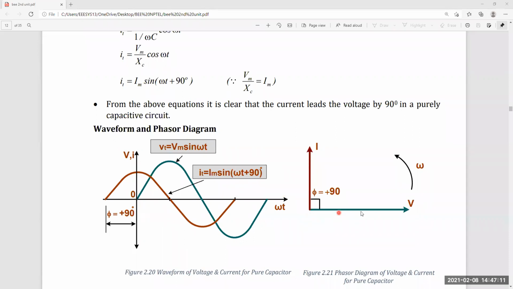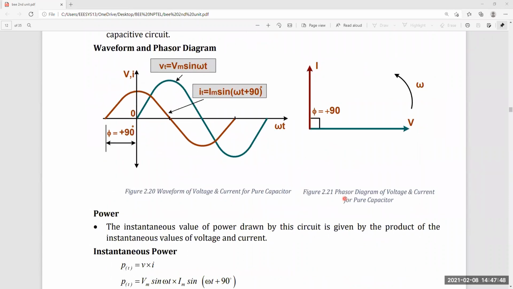If you are taking voltage as a reference, in that case voltage lags the current by 90 degrees. If you are taking the anti-clockwise direction, voltage lags the current by 90 degrees. Otherwise, current leads the voltage by 90 degrees. Current leading from here onwards. Otherwise, voltage lagging from here onwards. After the current waveform started, the voltage waveform starts like this.